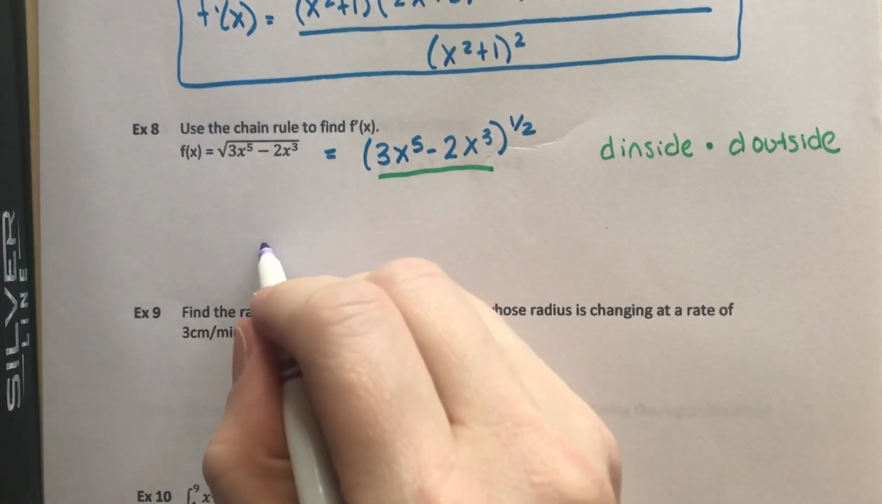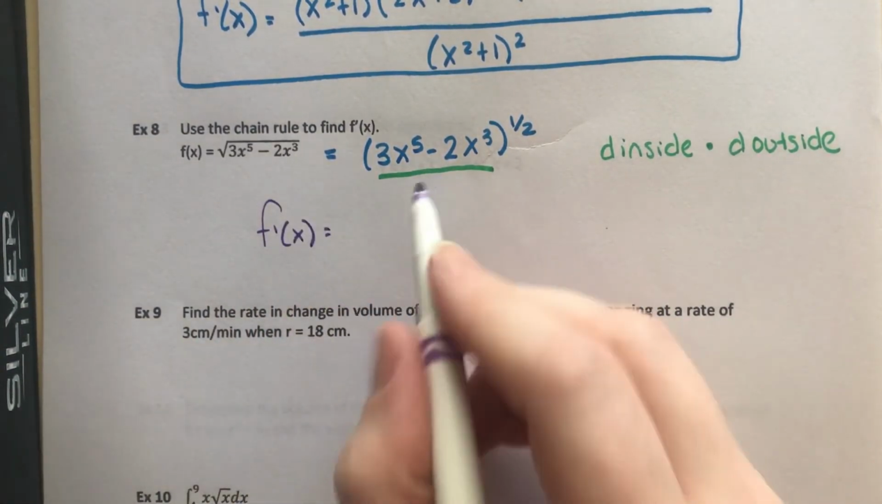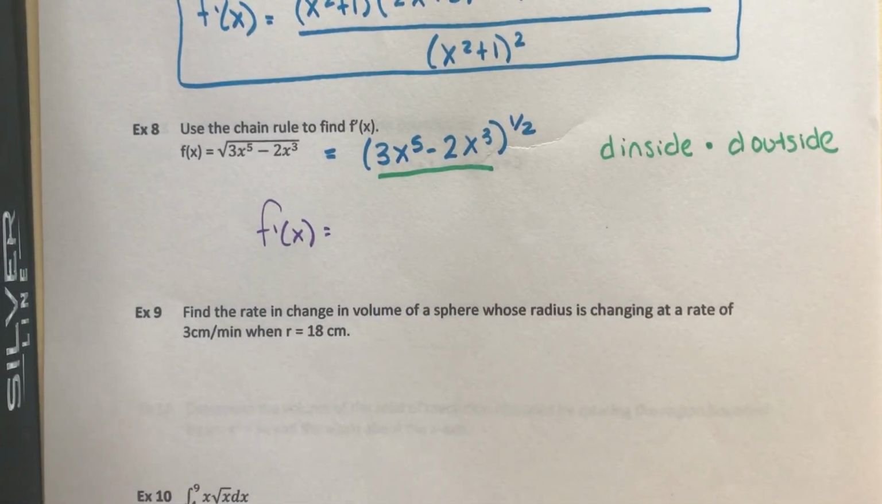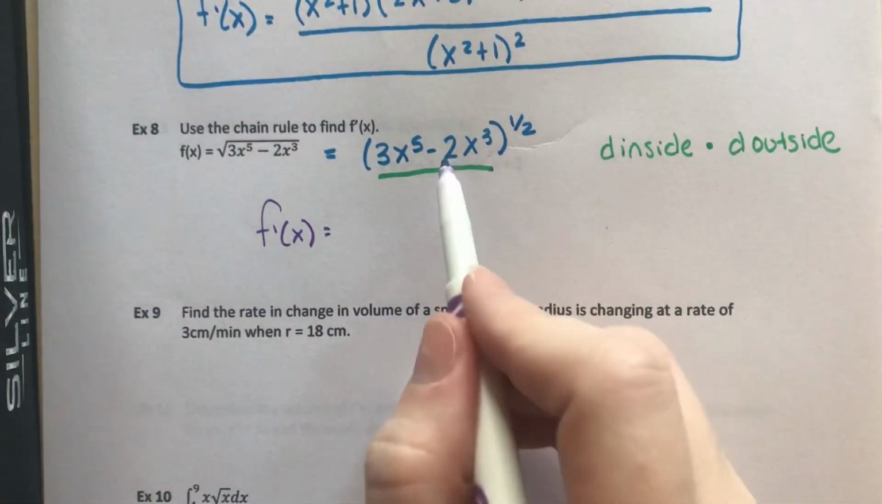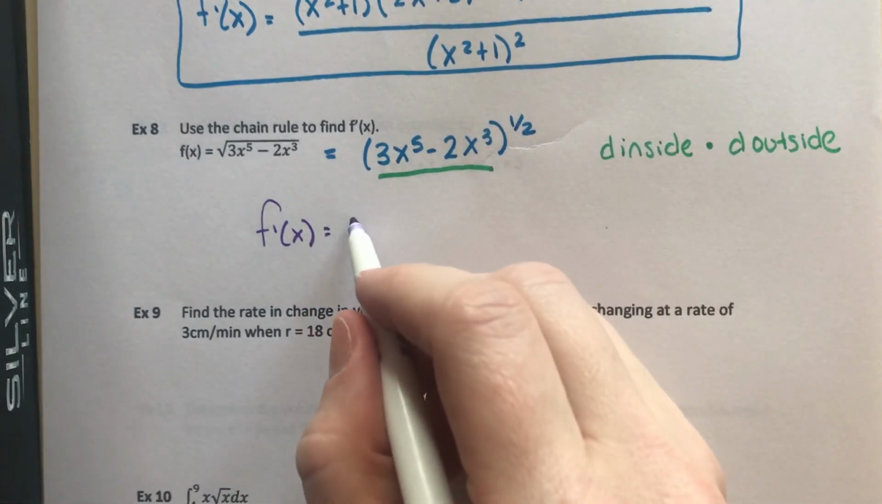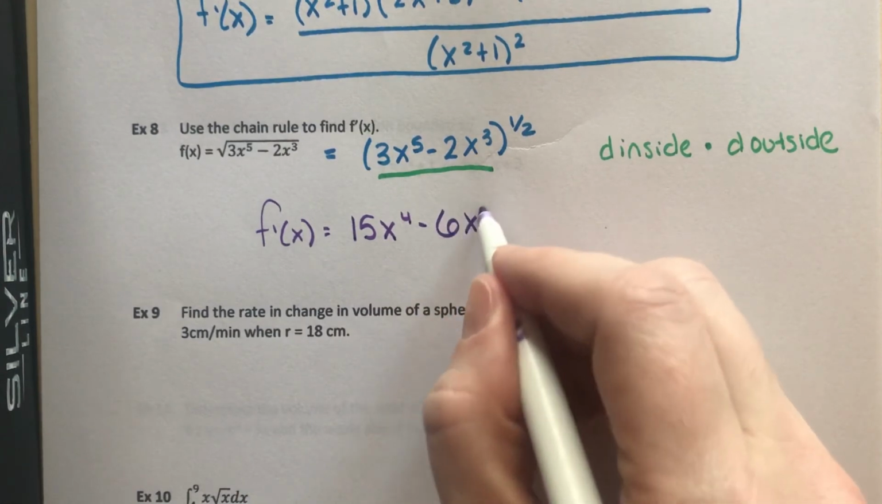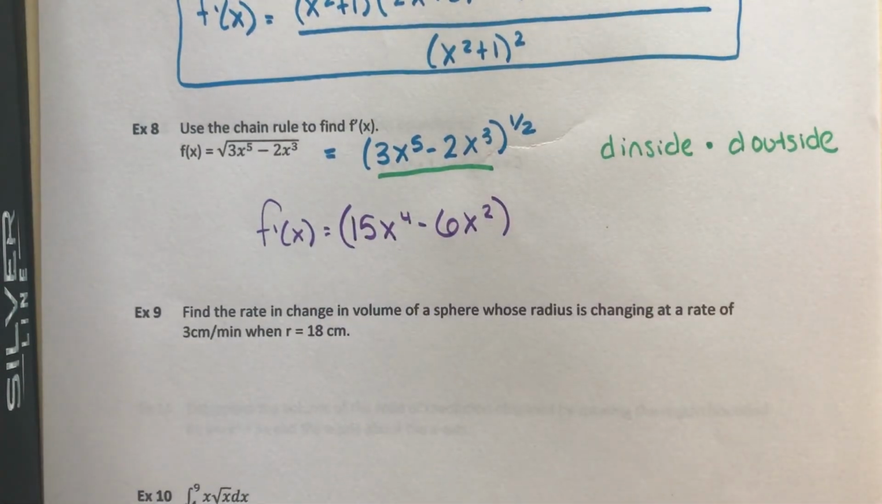Okay, so I'm going to just follow those directions, and I'm going to first take the derivative of the inside. And the inside is typically always parentheses. If it's a fraction, it's going to be the denominator. If it's a radical, it's going to be the part underneath the radical. So always pick, when in doubt, if there's parentheses, go with what's inside the parentheses. So I'm going to take the derivative of the inside, which is 15x to the 4th minus 6x squared. And it's a quantity, so I'm going to put it in parentheses, times the derivative of the outside.